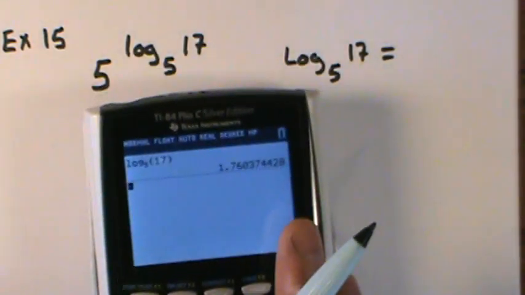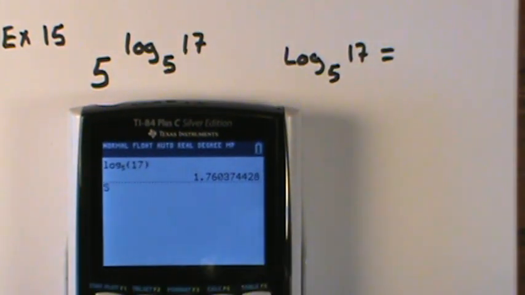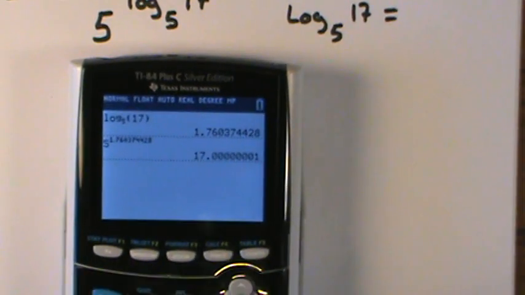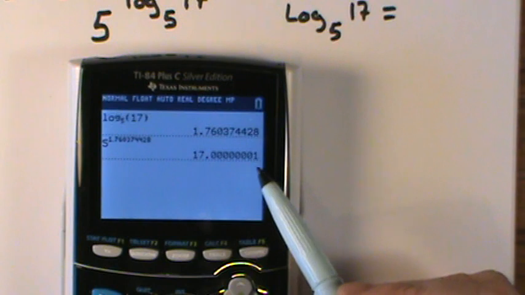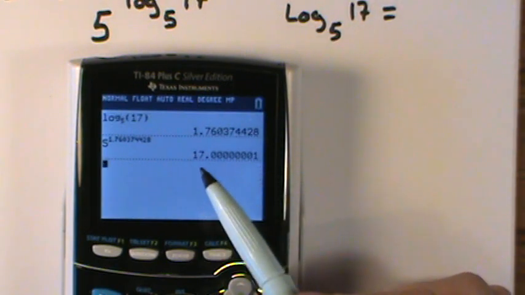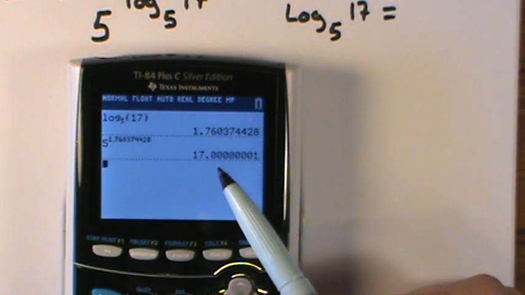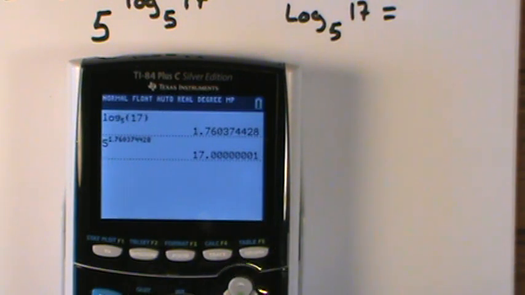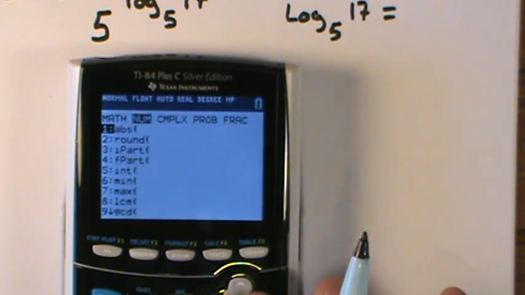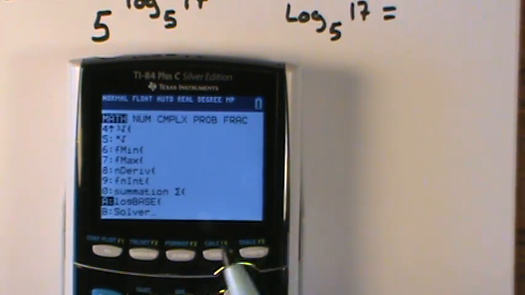And if I go back to my calculator, I do 5 raised to that last answer. That's what that gives me. It's going to give me 17.00. There's rounding error in your calculator, but for all intents and purposes, that's 17. And so you don't have to use your calculator. And if you're that kid that has that 83, I don't believe you have that option when you do math. You go down to log base. I don't believe that's there.